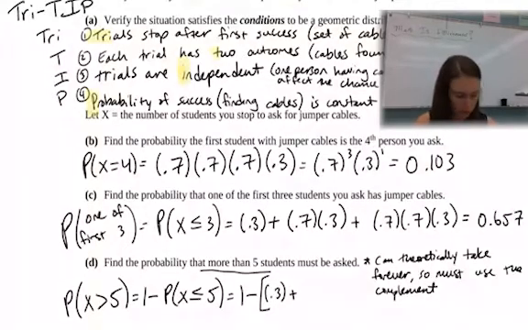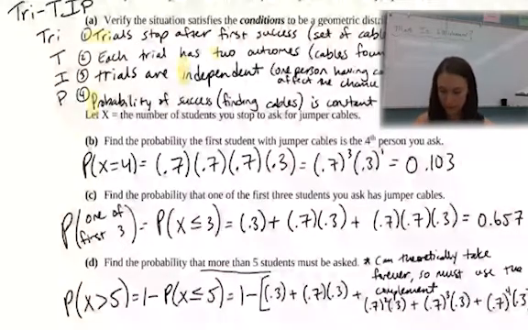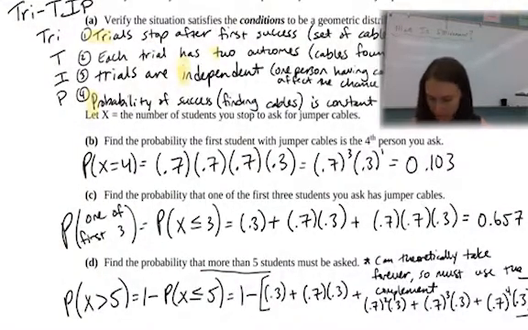Minus the second one having cables, or the third one having cables, so 0.7 squared times 0.3, or the fourth one having cables, 0.7 cubed times 0.3, or the fifth one having cables, so 4 failures and a success. And then we need to close our parentheses there. And remember, you're subtracting that whole thing, so really it's minus in front of each one of those if you distribute that negative through.